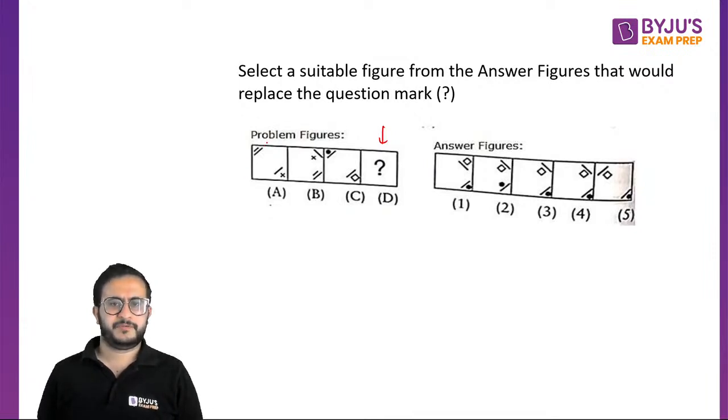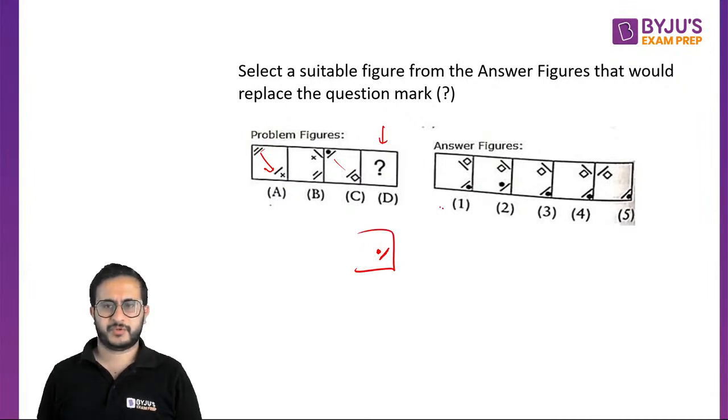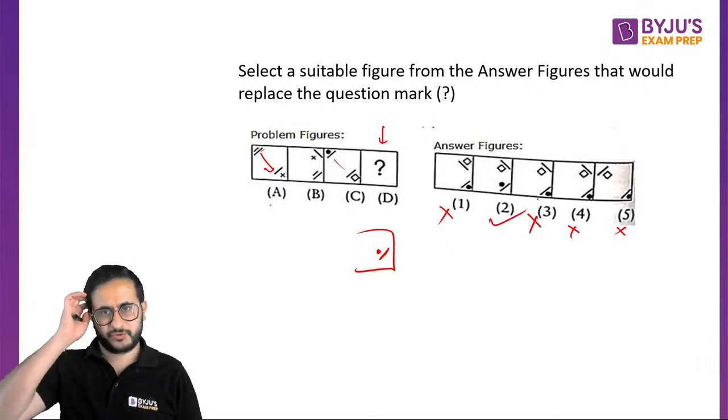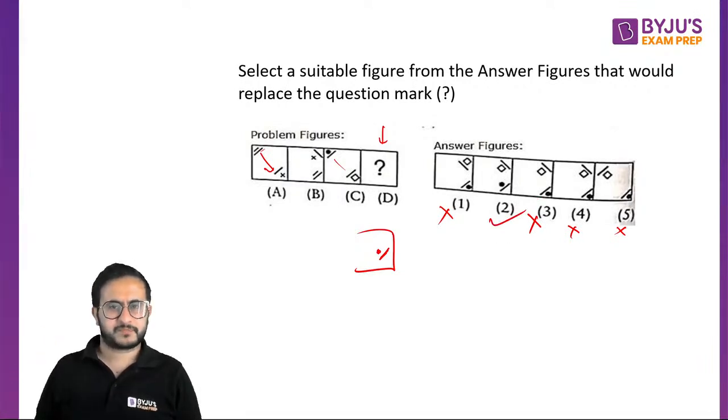Okay, so if you see A and B, what is happening is this shape is coming towards this side. So this should come this side. And as it is, the smaller one was above, this is below. So it will come like this on this corner. So this corner should have this kind of shape. Now you can eliminate 1, you can eliminate 3, 4, 5. Then they have given very stupid options.